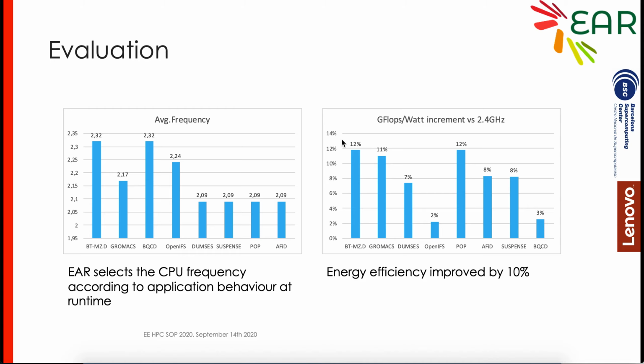And in the 4 applications on the right side, the selected frequency has been really close to the default one. In all the cases, we have provided significant benefits in the increments in gigaflops per watt, being in average between 9 and 10%.